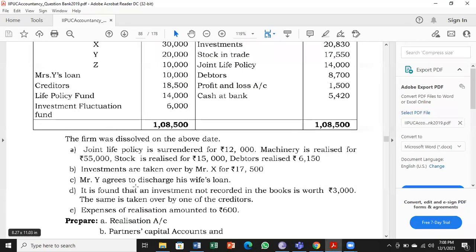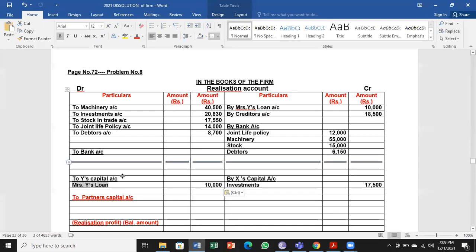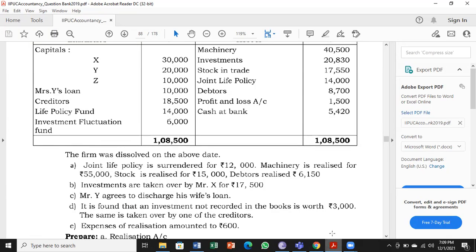Next, it was found that an investment not recorded in the books. Underline the words not recorded, that is not found in the investment what you have here. In the balance sheet, you have 20,830. That doesn't include this 3,000. That is unaccounted, not recorded. So that one will be given to the creditors. So if it is paid to the creditors, that much money payable will be coming down.